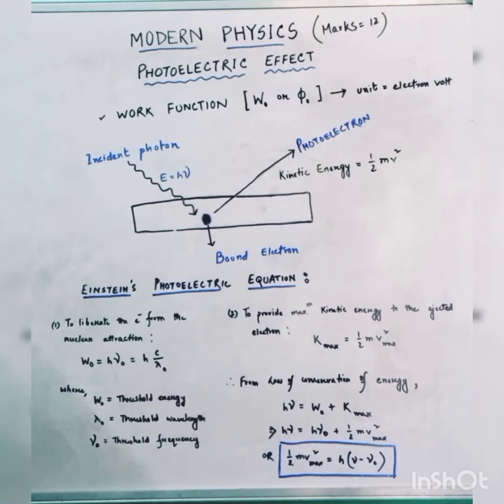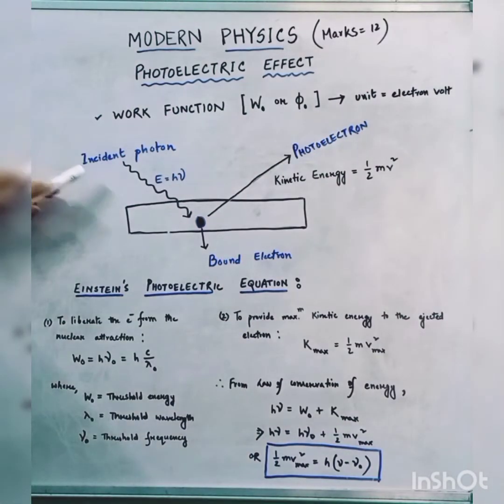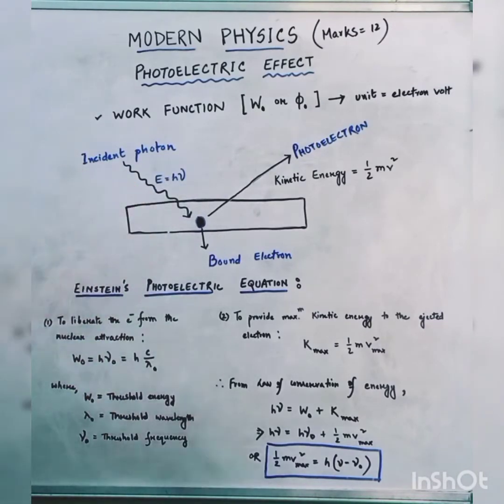Okay, and there is an equation which is known as Einstein's photoelectric equation, which is related to this whole process. So Albert Einstein explained the photoelectric effect by using Planck's quantum theory of radiation and the law of conservation of energy. So the incident energy, which is E equal to h mu, is used here for two purposes. The number one purpose is to liberate the electron from the nuclear attraction.